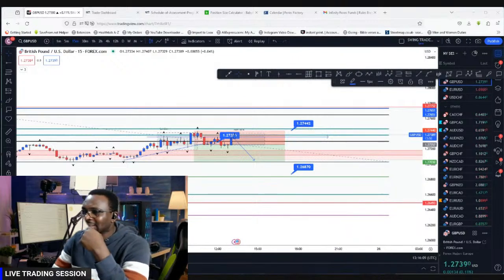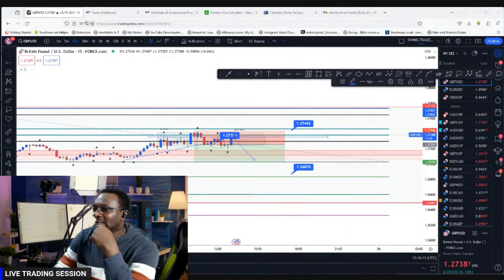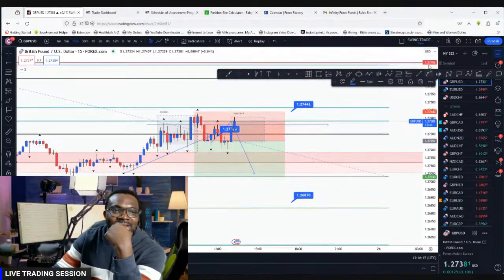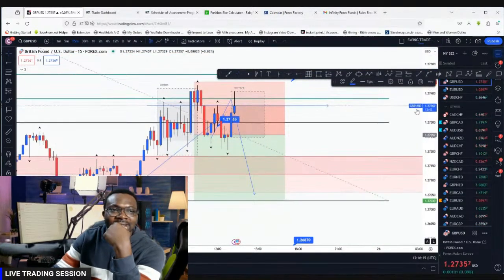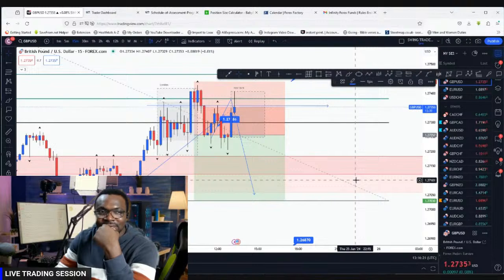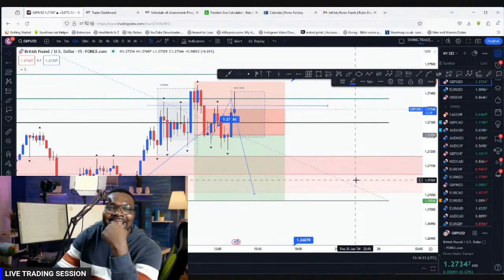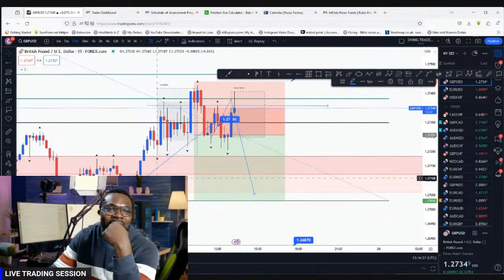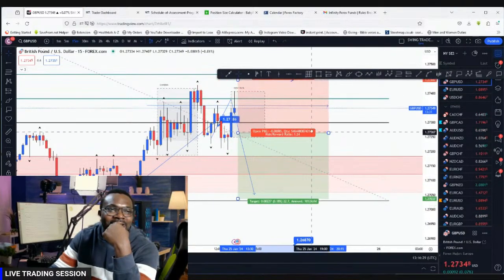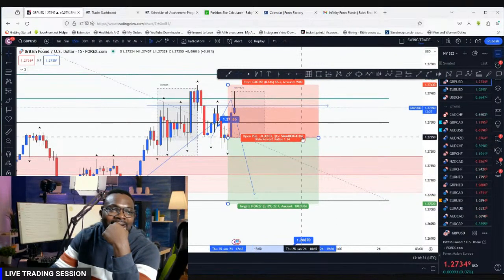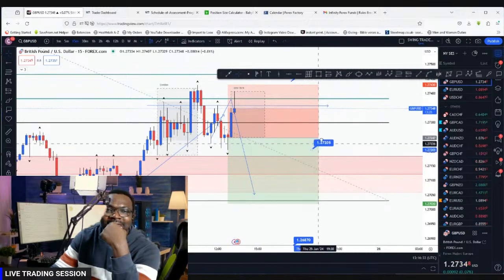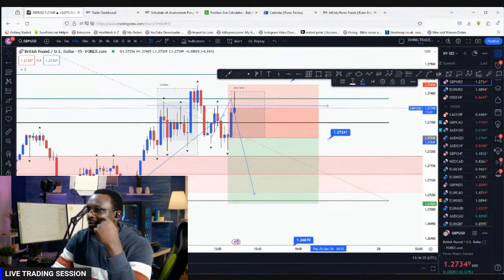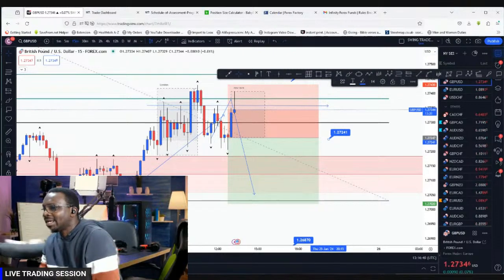Whoa. Woo. It's crazy, isn't it? Look at that push. Look at that liquidity. That's a liquidity grab right there. Solid liquidity grab right there. Crazy, right? It's crazy.